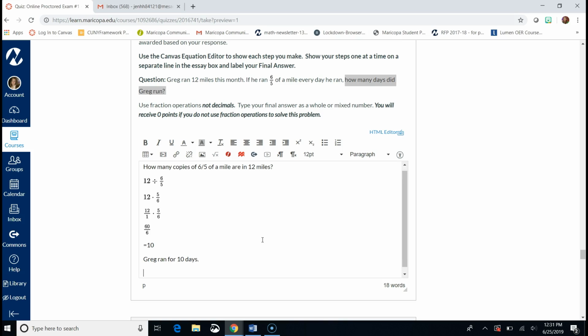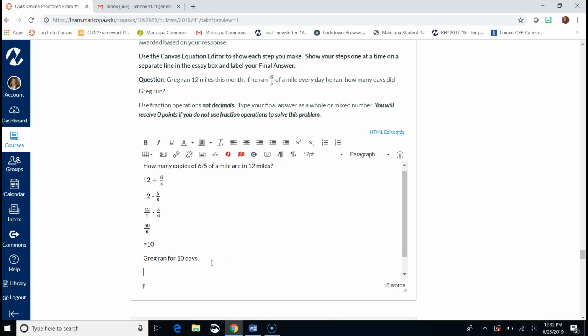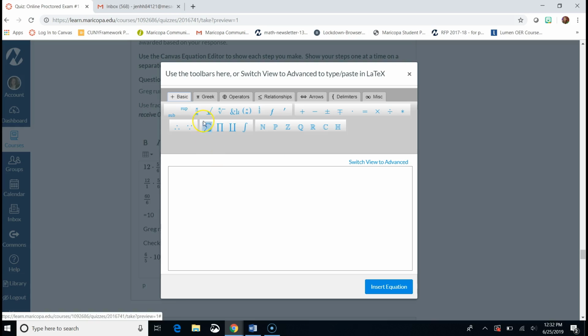If I really wanted to take a step forward and make sure that my answer was correct, I would check by multiplying. So if he ran 6/5 of a mile per day, and he did that for 10 days, if I multiply 6/5 times 10, and really quick, I'm just going to put in here that I'm checking my answer now. If he ran 6/5 of a mile for 10 days, and I multiply those two fractions together, I should get the total of 12 miles from the beginning of the problem.